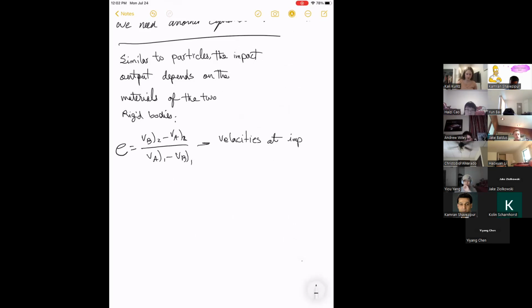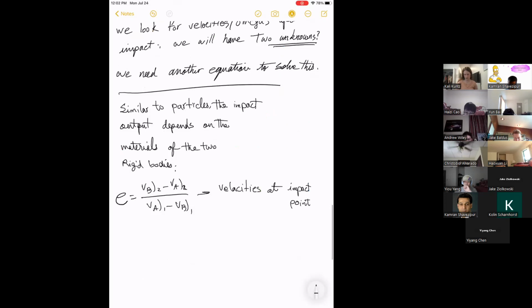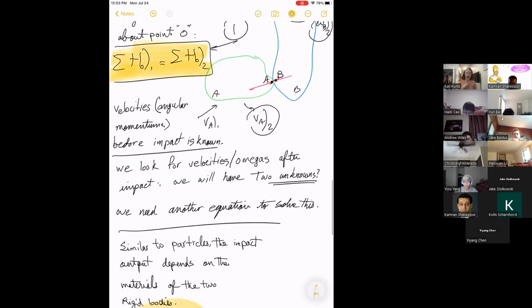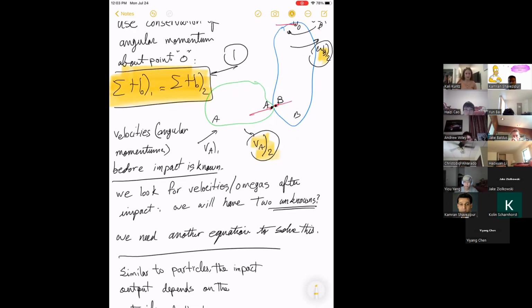Which means if, let's say, this is point A and this is point B on the two rigid bodies, these are the two velocities of those points. And it has to be the perpendicular velocity, right? Not just any velocity. This gives you the second equation with this guy and this guy. You can find the final velocities of the two rigid bodies.